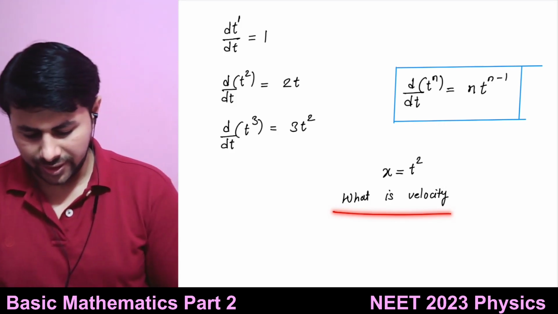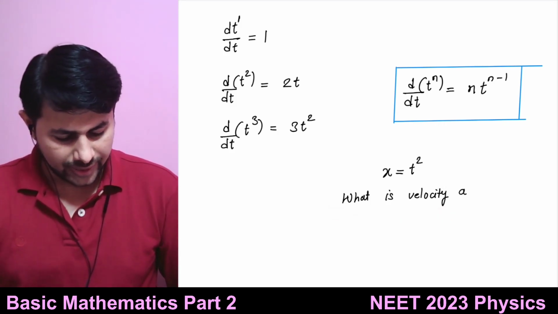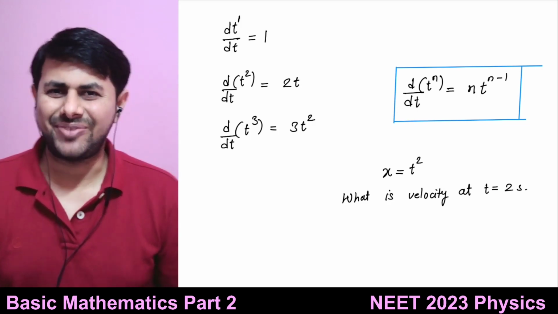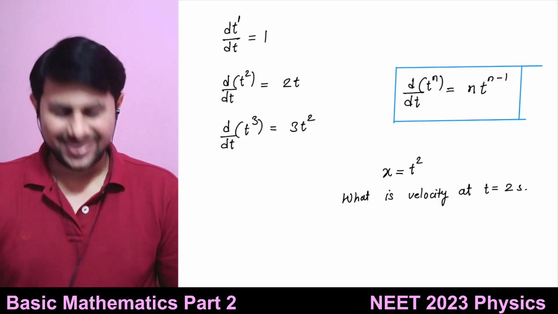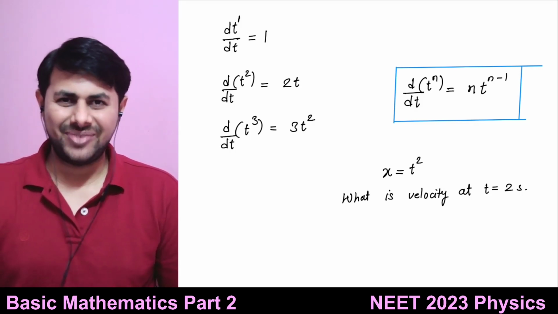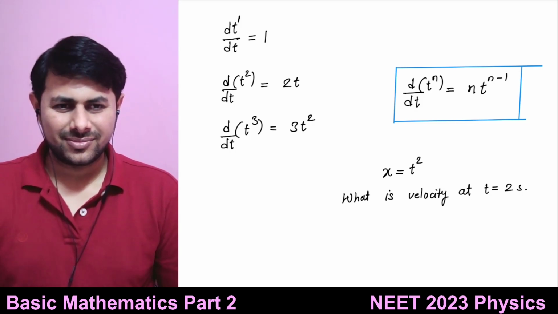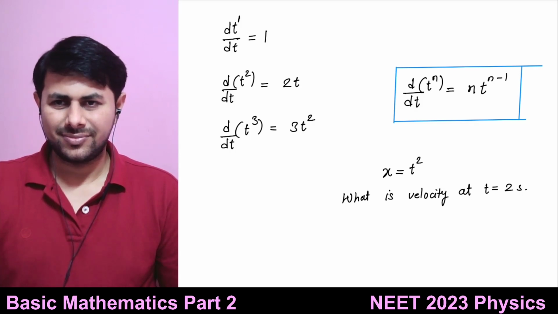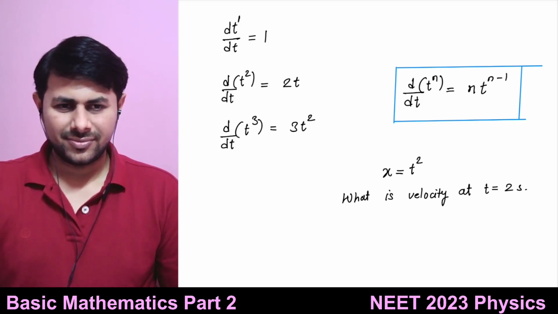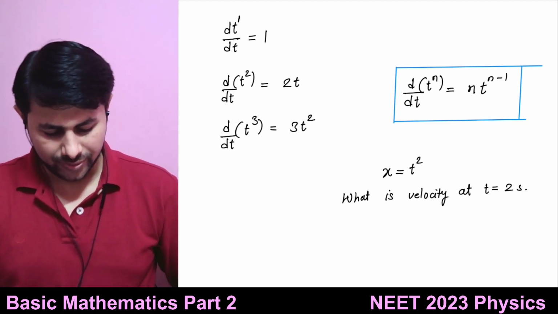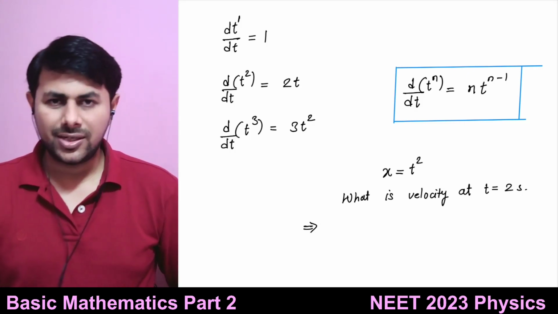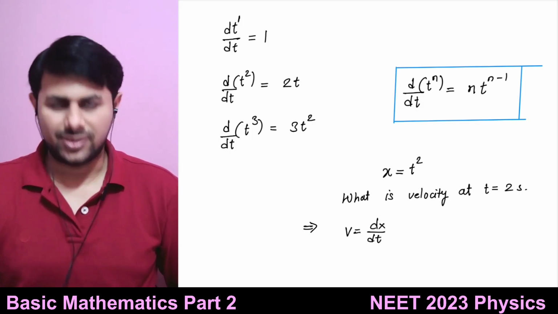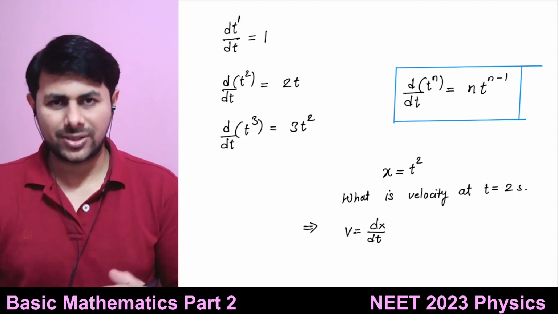So what is the velocity at t equals 2 seconds? This is a direct question from NEET at least, and this is very important to understand for the perspective also. What will be the velocity when t is equal to 2? 2 meter per second. No, not 2. We have seen what velocity is. It is dx by dt. So first do this.